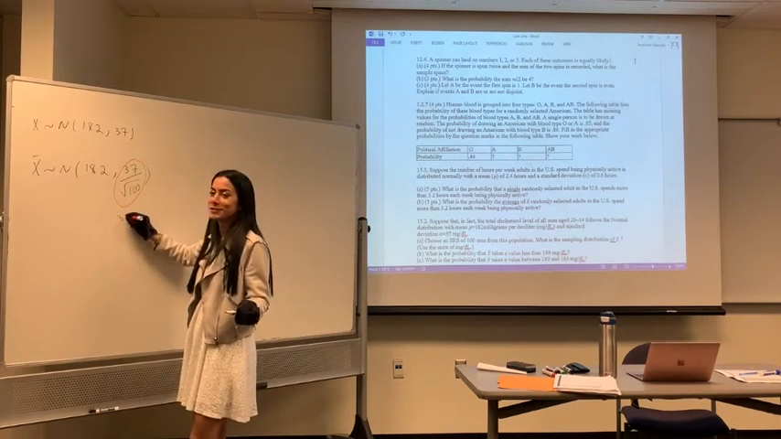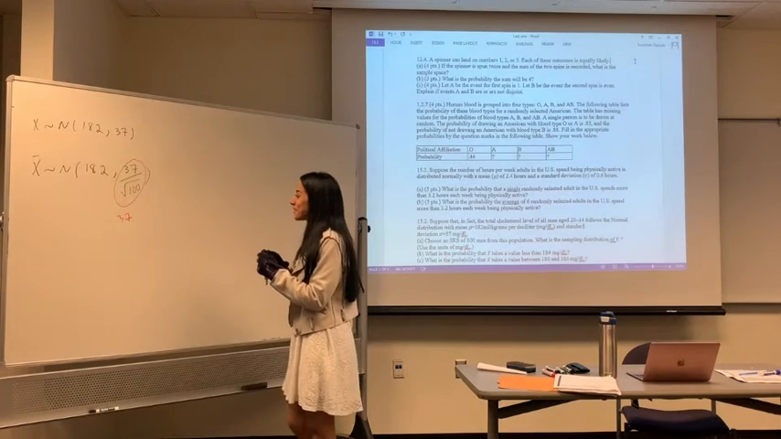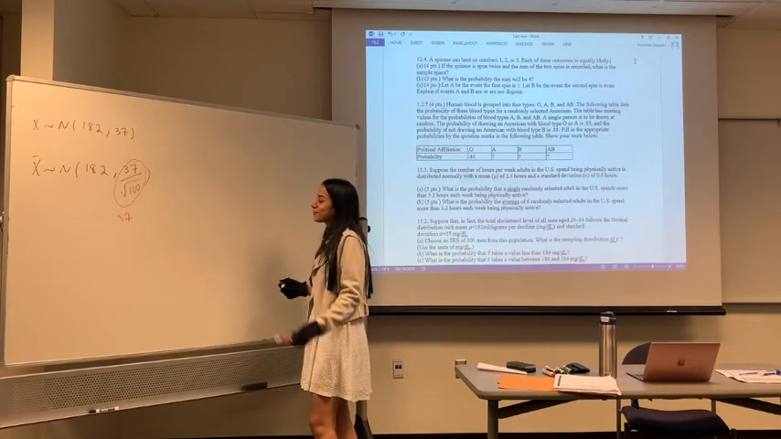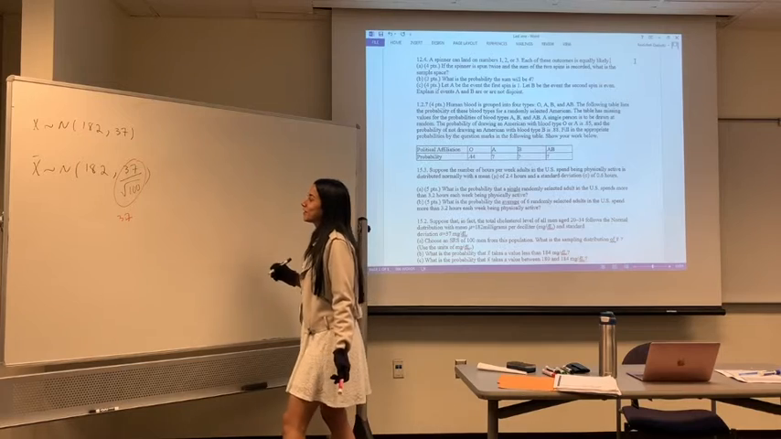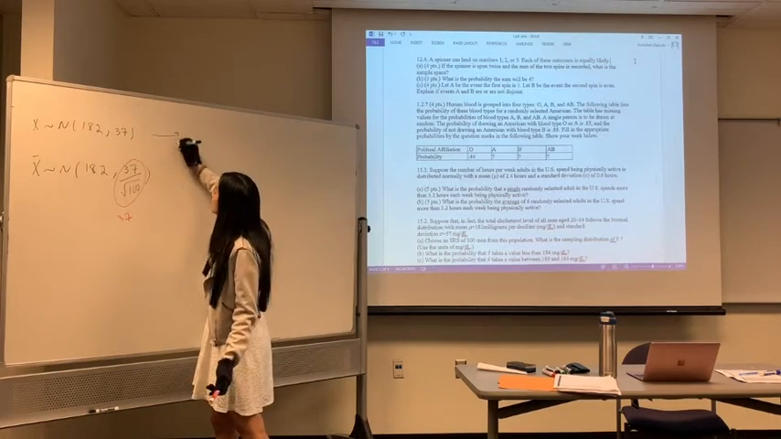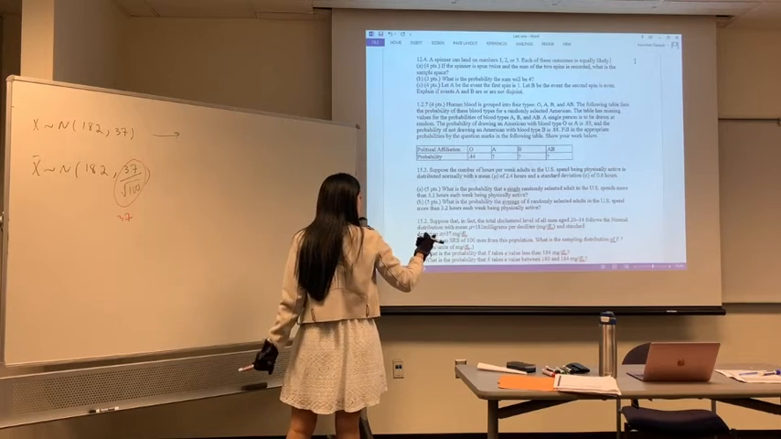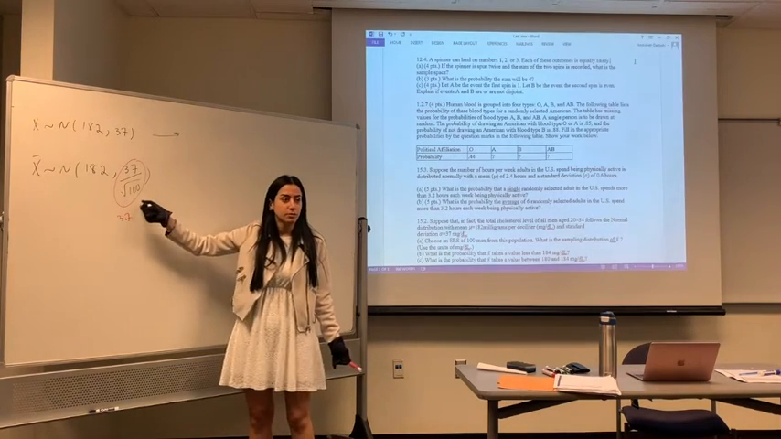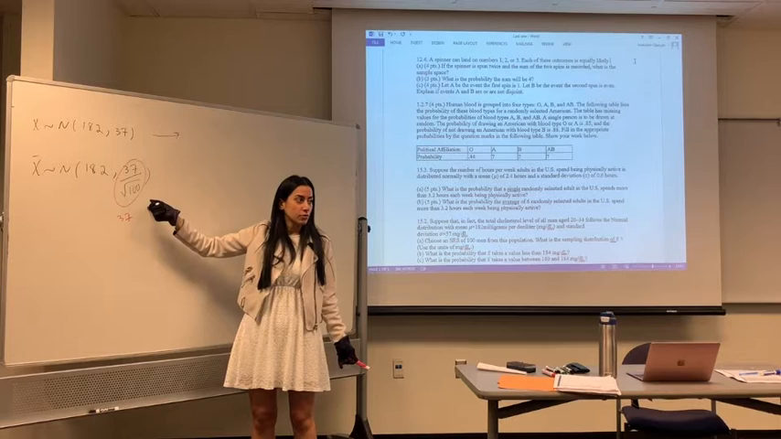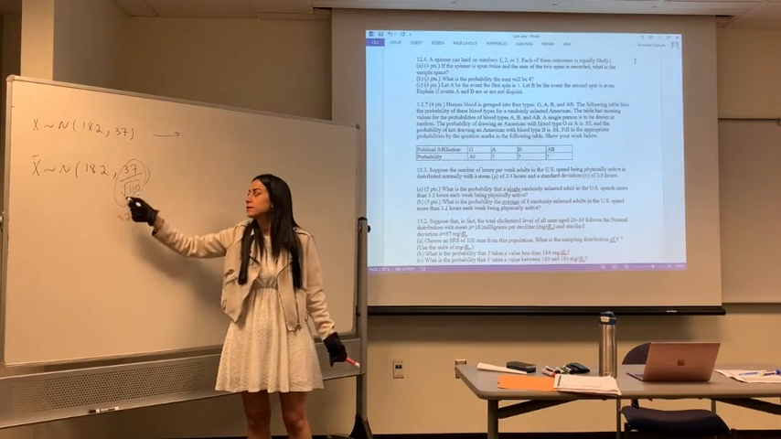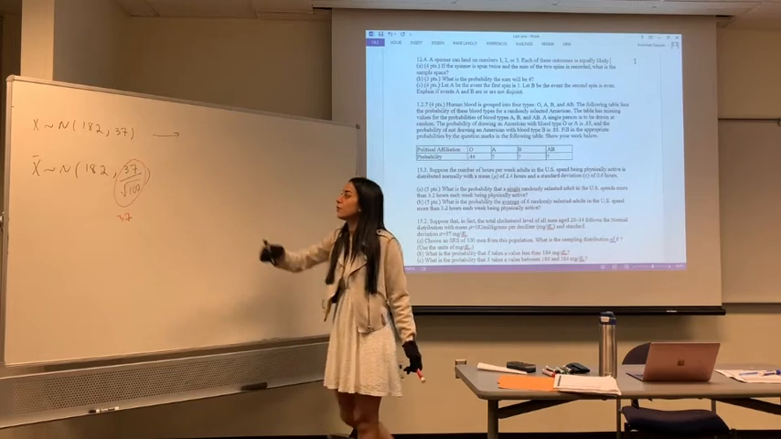Oh, actually 3.7. Yeah, because the square root of 100 is 10. Okay, so now let me see what question we have. It says choose a population. What's the sampling distribution? This is the sampling distribution, part A, right? The sampling distribution of X bar has this mean and this standard deviation, and you will write it down in this form.